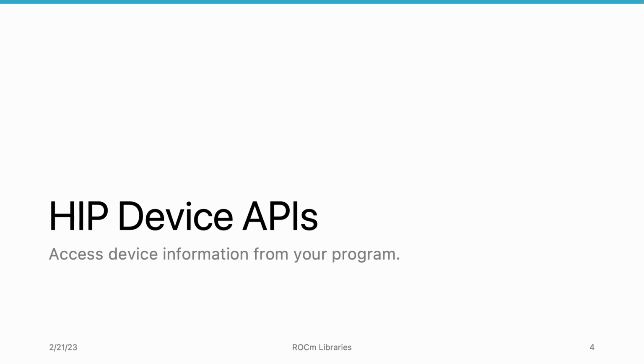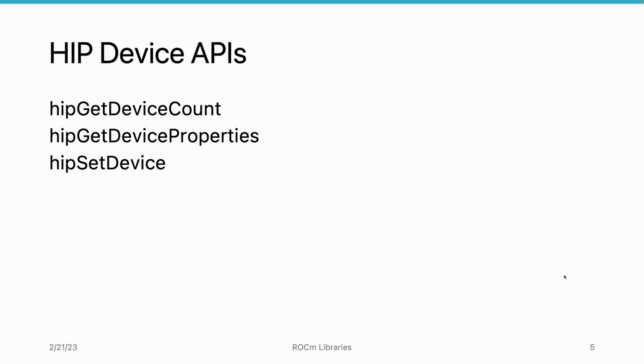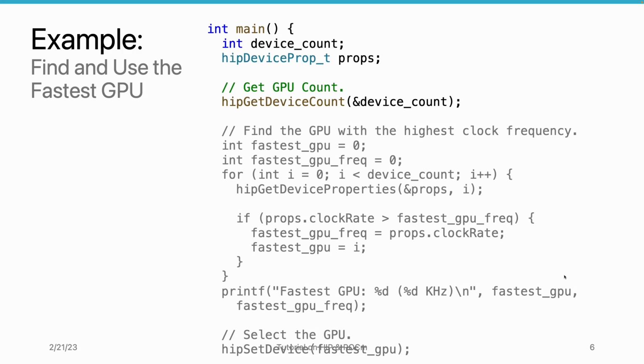So, in this video, we're going to introduce HIP device APIs. At a high level, there are basically three APIs that we want to use. The first one is hipGetDeviceCount, the second one is hipGetDeviceProperties, and the third one is hipSetDevice. So let's introduce these three APIs with an example. In this example, our goal is to find the most powerful GPU and use that particular GPU.